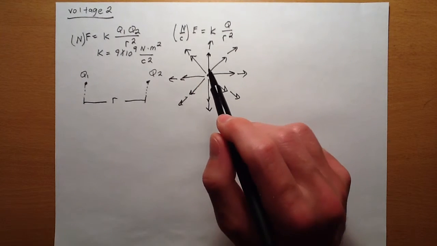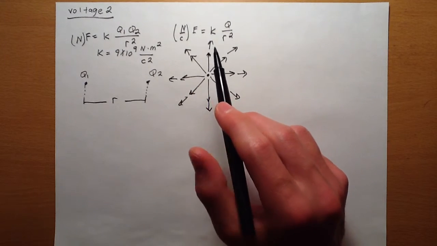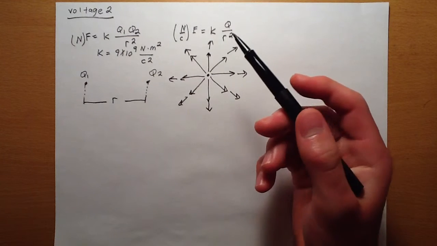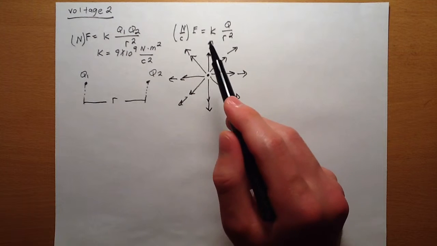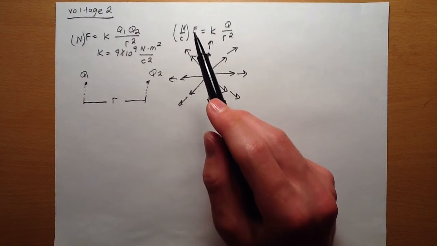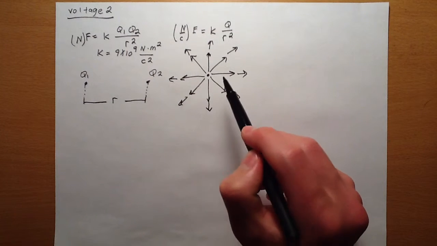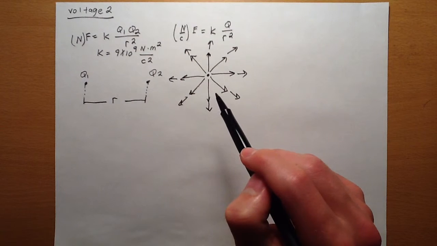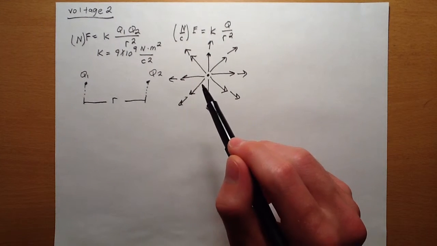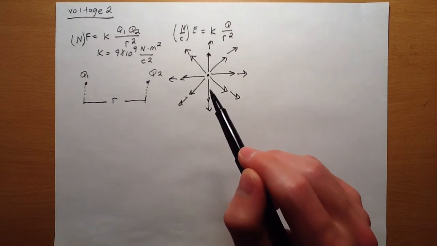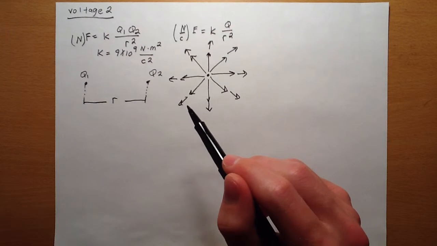When solving problems involving this equation, I should figure out what the values are for Q and R, input the numbers into the equation, solve for E, and then look at the diagram and figure out what direction the arrows are pointing and what the sign of my charge is.